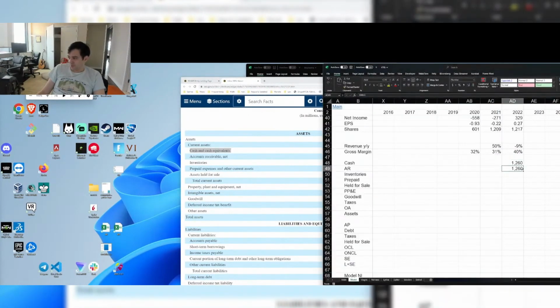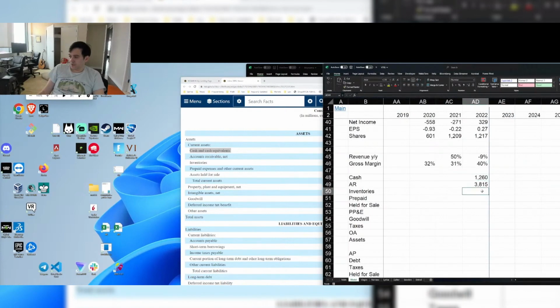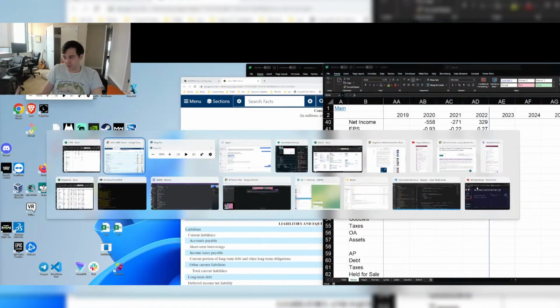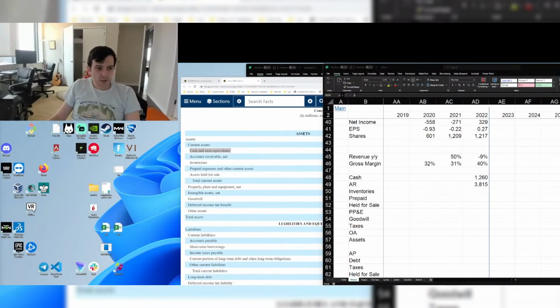Okay, how about accounts receivable? This is a big line for this company. This is basically money that is owed to the company for their products. In corporate America, most products are sold on credit. They're not really sold in a cash up front kind of way.